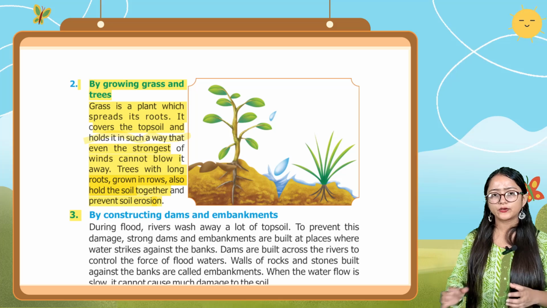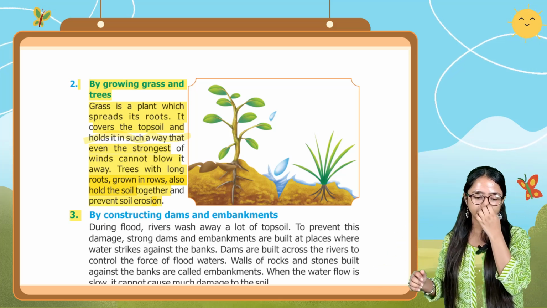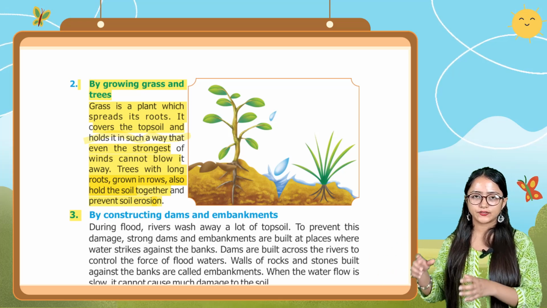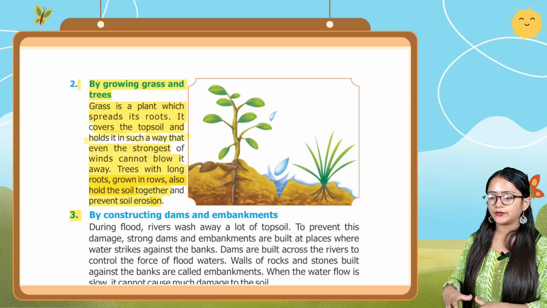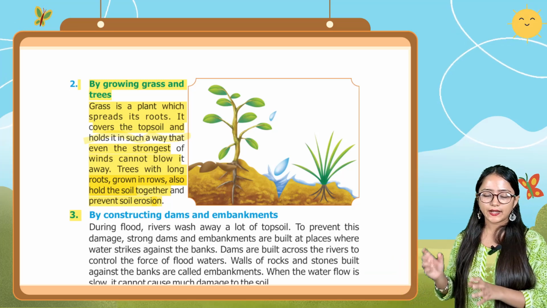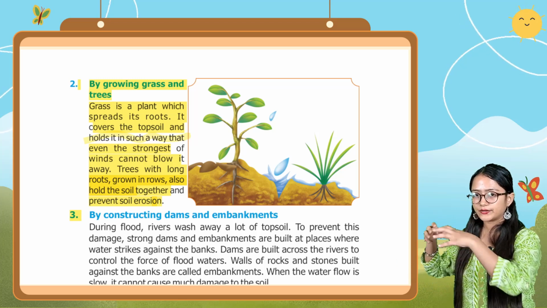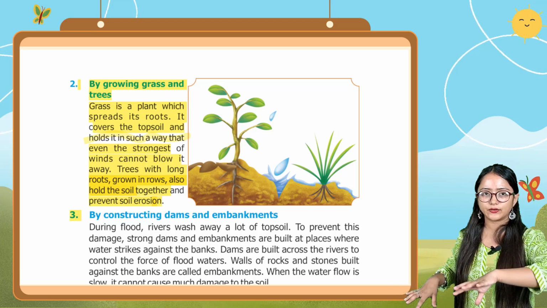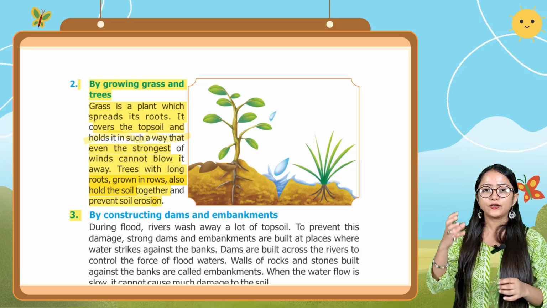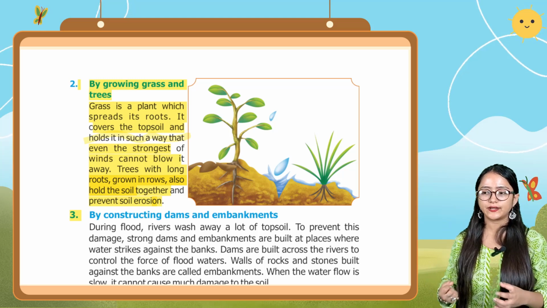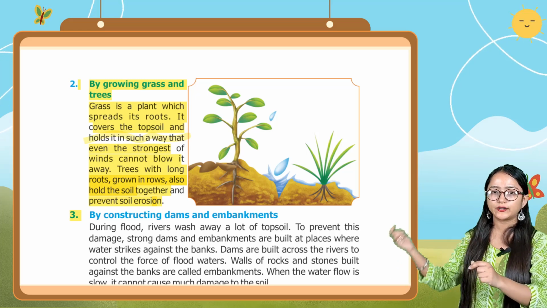So by growing grass and trees, one can prevent soil erosion. When you grow grass, which is a plant, over a particular piece of vacant land, the grass has very deep roots. Its roots spread out easily over the ground and cover the topsoil, and hold it in such a way that even the strongest winds cannot blow the topsoil away.